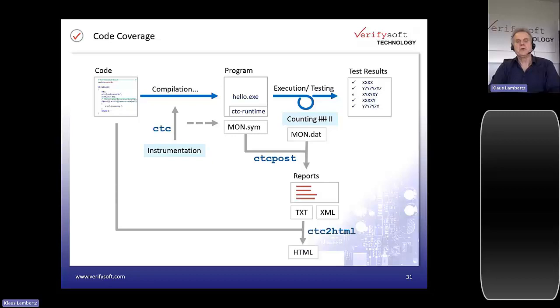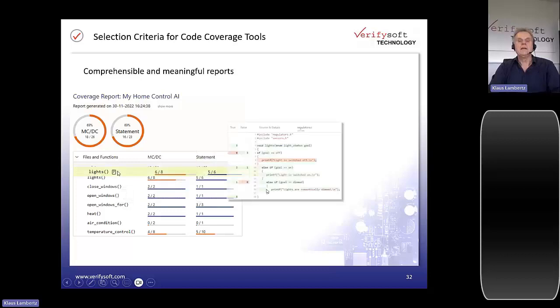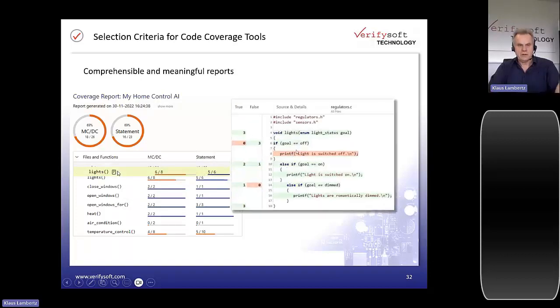So then you get the report out of it, the report in different formats, and it's very important what the report looks like. Do I understand easily what is meant in the report? Here we have an overview about the coverage levels, the percentage. We have here the functions, and for each function I see this is fully tested. Here something is missing, and when I click on the function, I get into the source code. Can I understand this detailed information well?